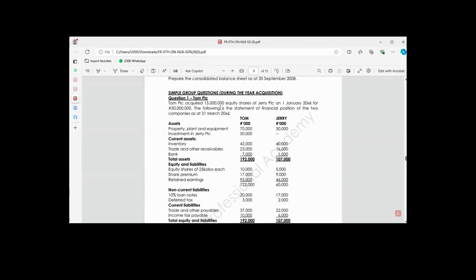Trump PLC acquired 15 million equity shares out of how many? To determine the group structure, this is 5,000 with a nominal value of 25 kobo. So I will convert to get the 100% shares. Then the number he acquired over total shares in the company times 100 will give me the group structure. I will now multiply that against the fair value of the whole to give me the value of NCI. Let me go again.